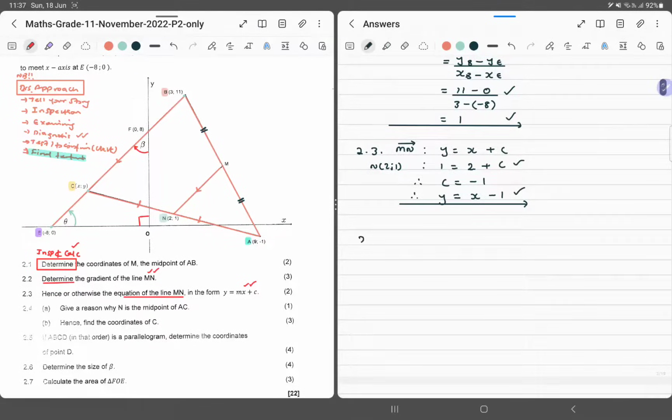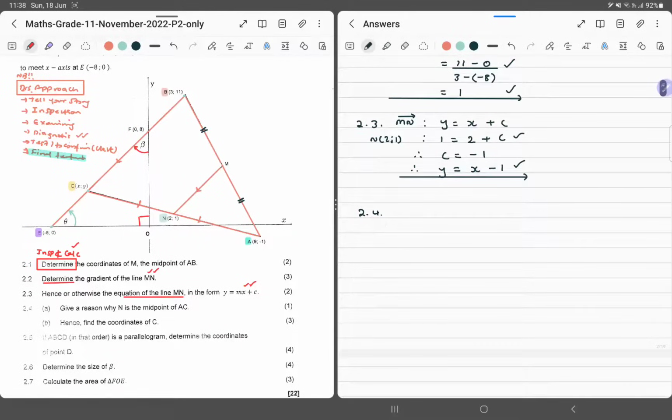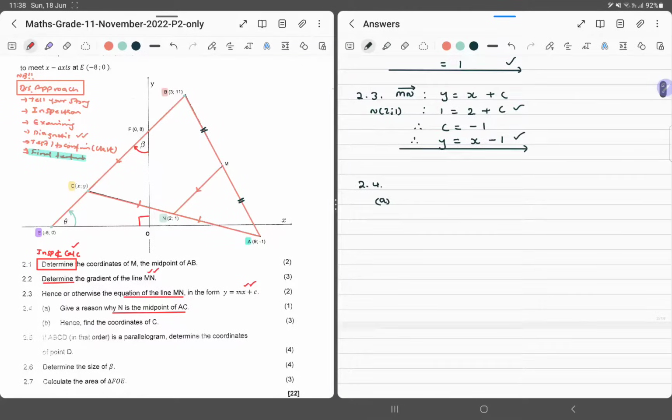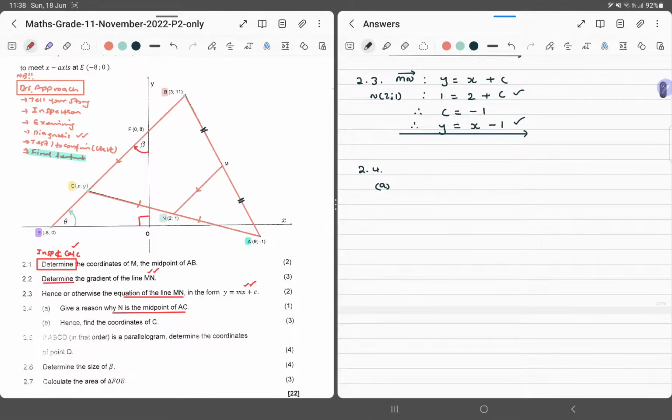Okay, keep going. 2.4, then it's divided into a. Now I told you, give a reason why N is the midpoint of AC. Like I said, you could see that if this line is parallel to the third side and is cutting one side in half, it will also do the same to the other side. So that's the midpoint theorem. We can just say converse of the midpoint theorem if we want. I don't know how you're going to phrase that, but that is the most important thing.